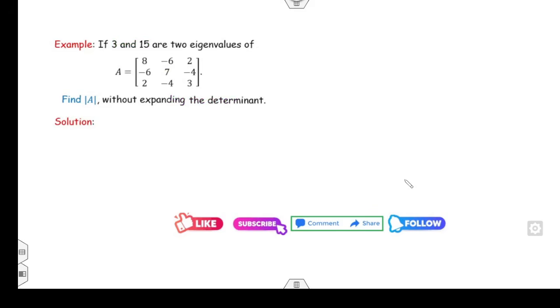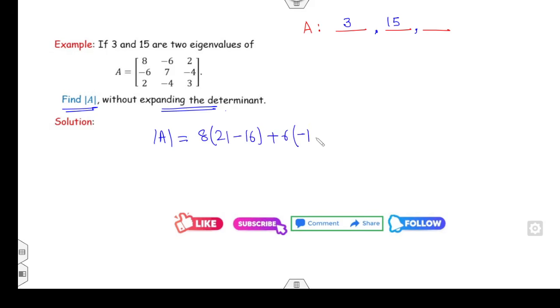Look at one more example. Again, it is a 3 cross 3 matrix. A is a 3 cross 3 matrix, and 3 and 15 are two eigenvalues. Find the determinant of A without expanding the determinant. Without expanding means you should never expand like this way: 21 minus 16 plus 6, plus 2, 24 minus 14. You should not do it this way.